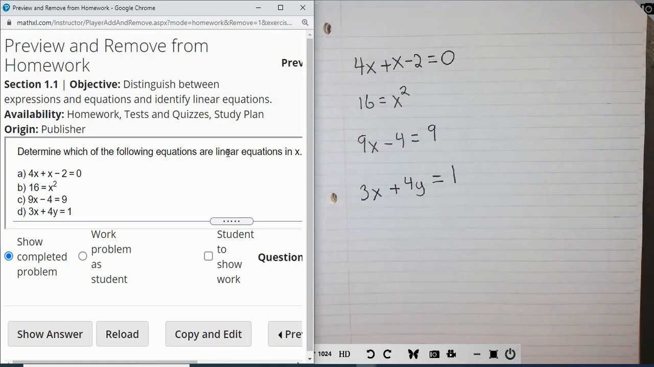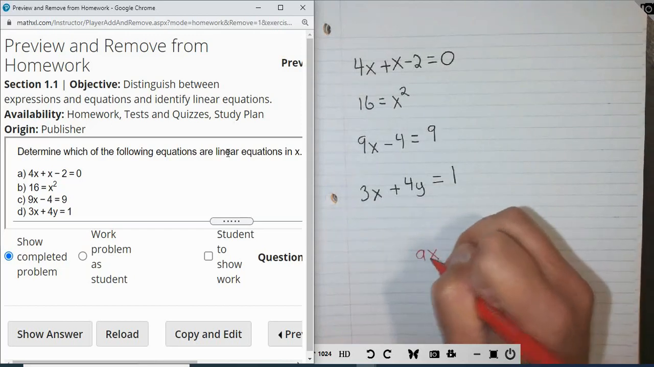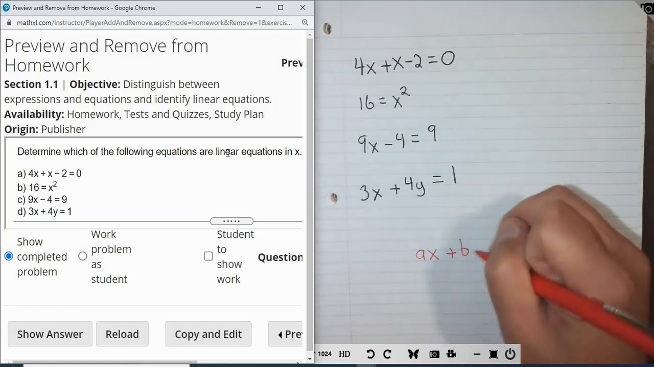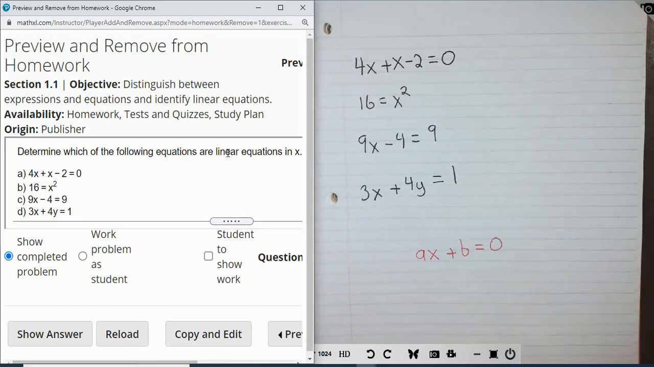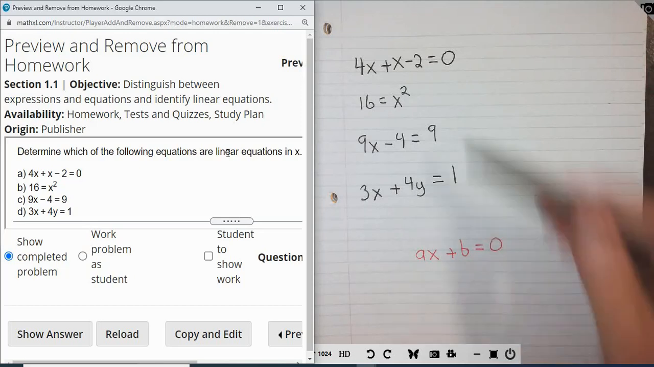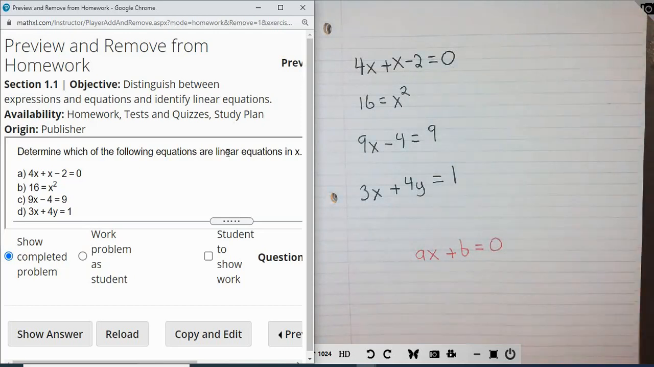So let's consider what a linear equation is, and we'll consider that down here at the bottom. Remember, our definition of a linear equation in x will take on this form right here, ax plus b equals 0. And in addition, the exponent of the x variable will be raised to the power of 1. Those two conditions are how you can test whether or not it's a linear equation. So the idea is, can you write these things in that way?